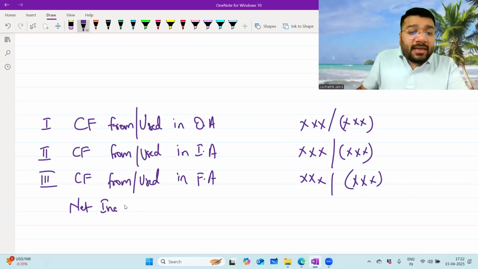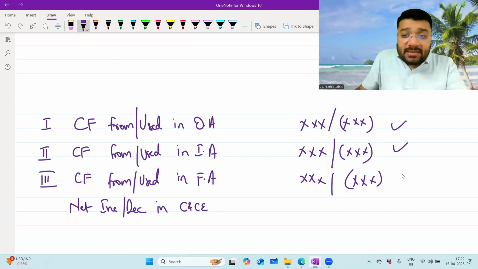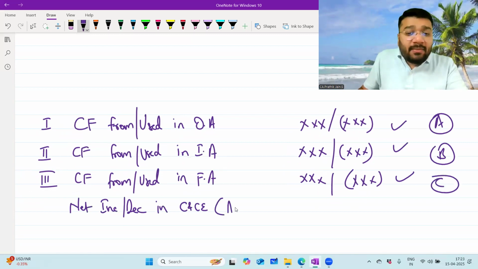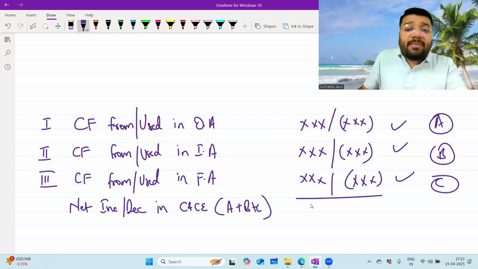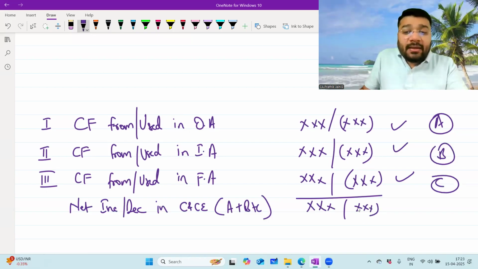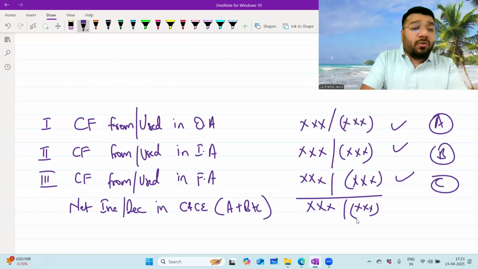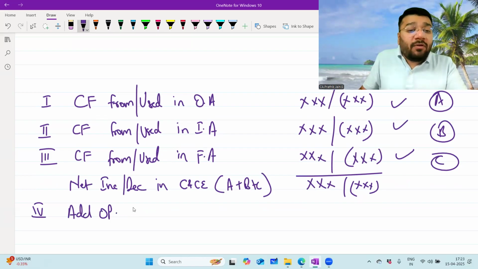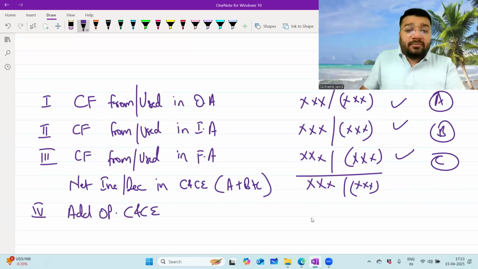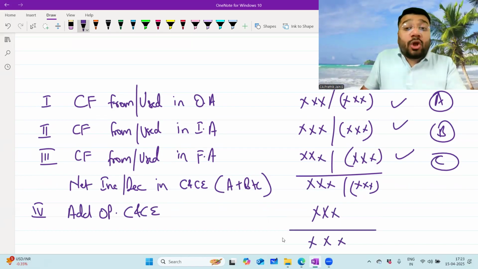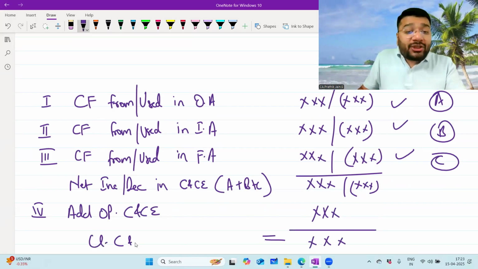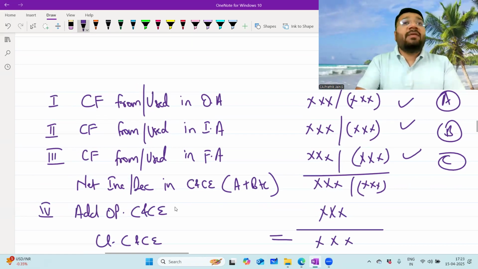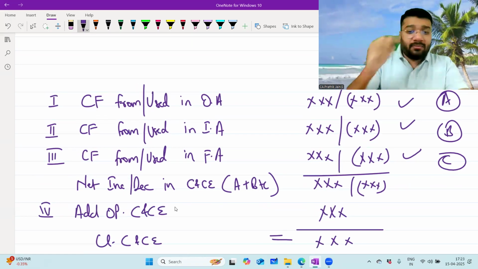Net increase or decrease in cash and cash equivalent. What does it mean? This plus this plus this. Can I call this A, this B, this C? So now net is nothing but A plus B plus C. This can be either positive or negative. This is the net difference of inflow and outflow. With this, what am I supposed to do? Add the opening balance of cash and cash equivalent. If I do that, what will I get? This should automatically match your closing cash and cash equivalent. Do you agree with me? Any problem in this? Okay.